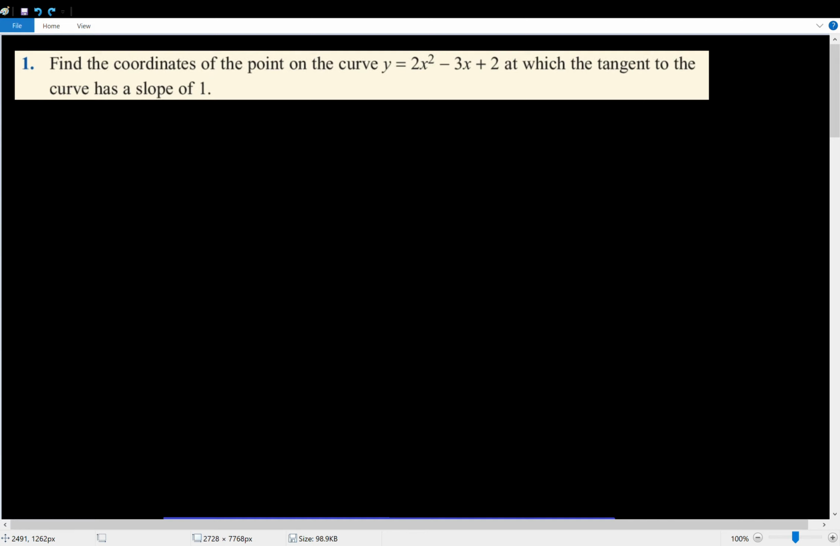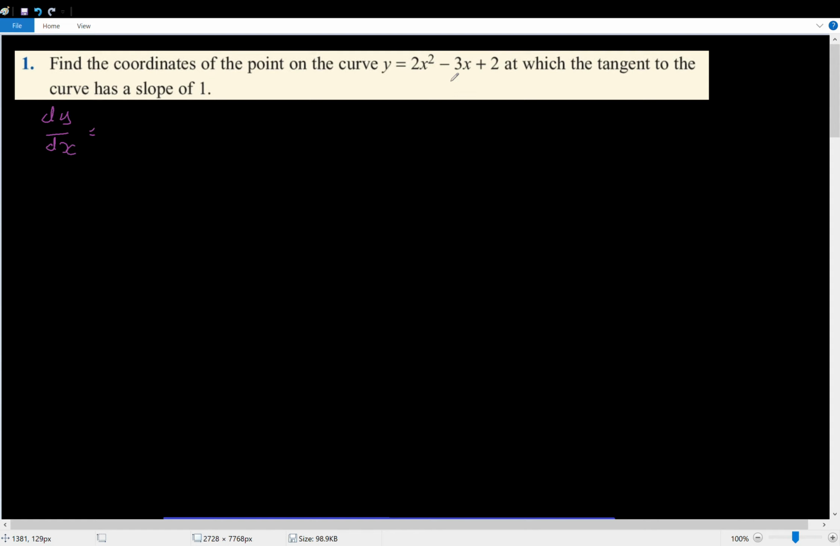Now in previous sections and previous videos we would have looked at how to get the slope of a line at a given point on a curve by using differentiation. But this time around we're being given the slope and we've got to figure out the point on the curve where that slope will occur. So the first thing we're going to do is differentiate, so we're going to find our dy dx.